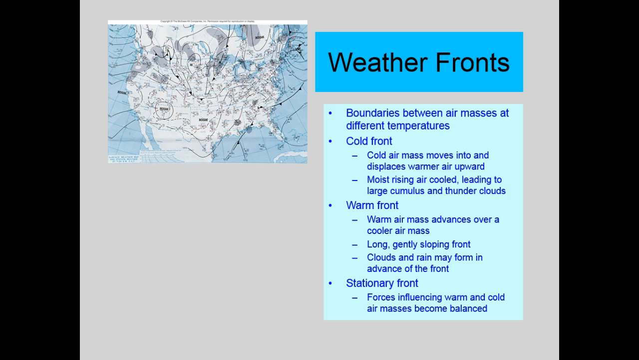But these are the fronts, which are where the air masses collide. So the cold front is where the cold air is moving in, displacing the warmer air upward. The moisture-laden air cools, leading to large cumulus and thunderclouds. You're going to have rain most of the time. The warm front would be the reverse of this. It may be this one. Your warm air is pushing the colder air back, okay? So that's a warm front. The warm air advances over the colder air mass.